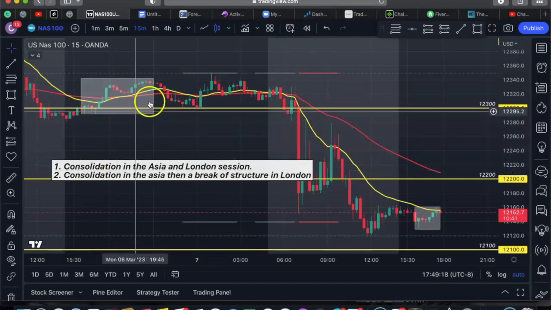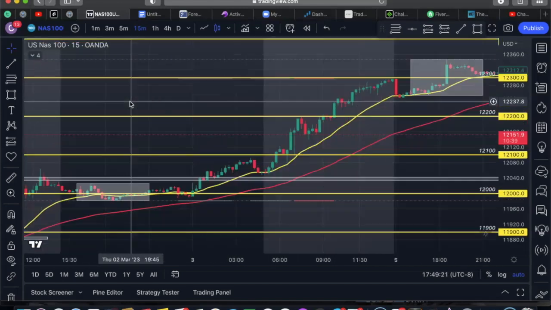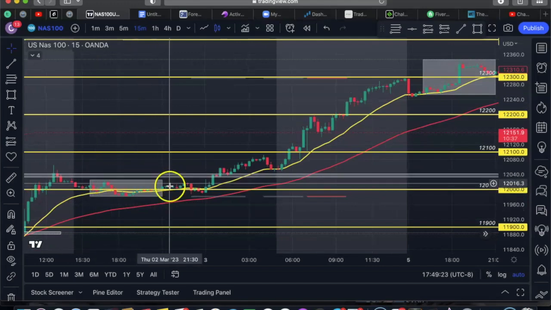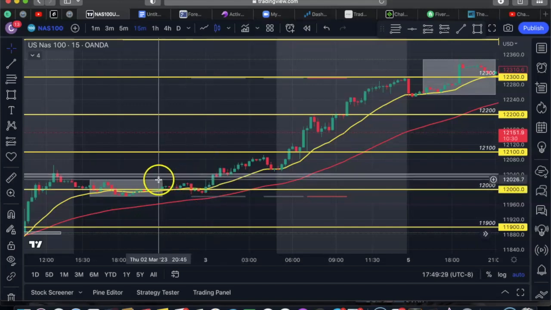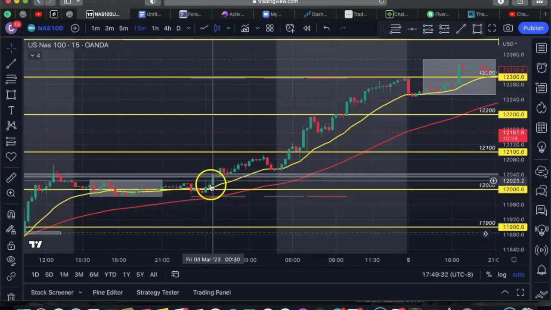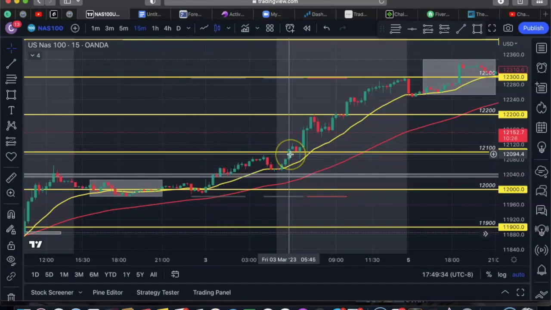Or I like to see it consolidate in Asia. Actually, let's go and find it. So I like to see it consolidate in Asia like this. Then we can see in London at 12 a.m. starting right here, price breaks the high of the Asia session right here on this candle and starts going into an uptrend.